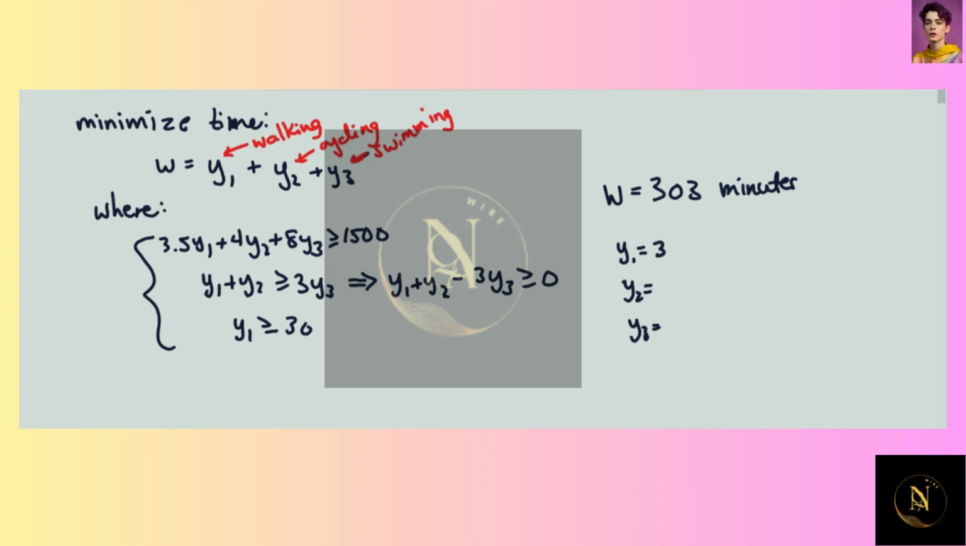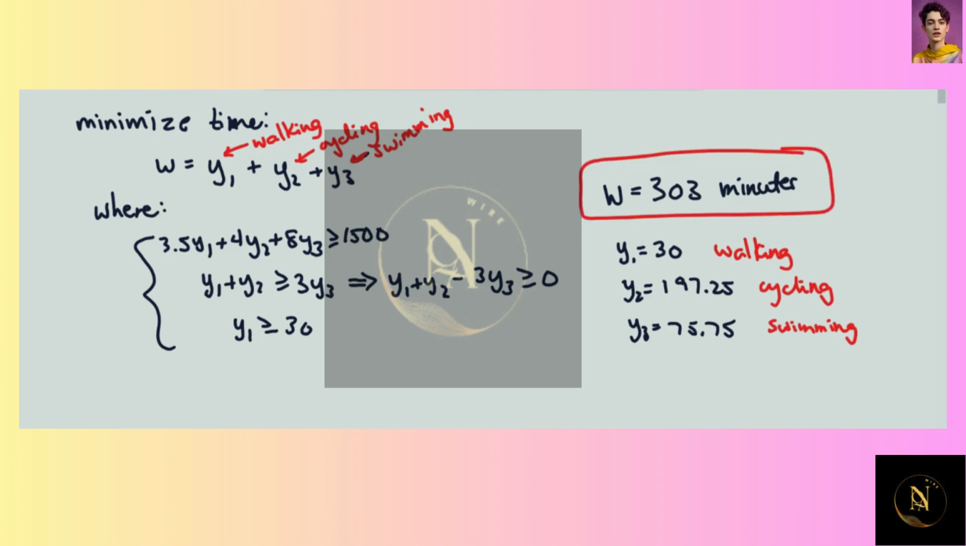Y sub 1 was 30 minutes. So that is her walking. She wanted to spend at least 30 minutes, so that's the amount of time she needs to spend walking. The second one, 197.25, that was her cycling time. And y sub 3 was 75.75, and that was her swimming time. By breaking up her exercise into these amounts, she meets all her criteria and minimizes her exercise time at 303 minutes.